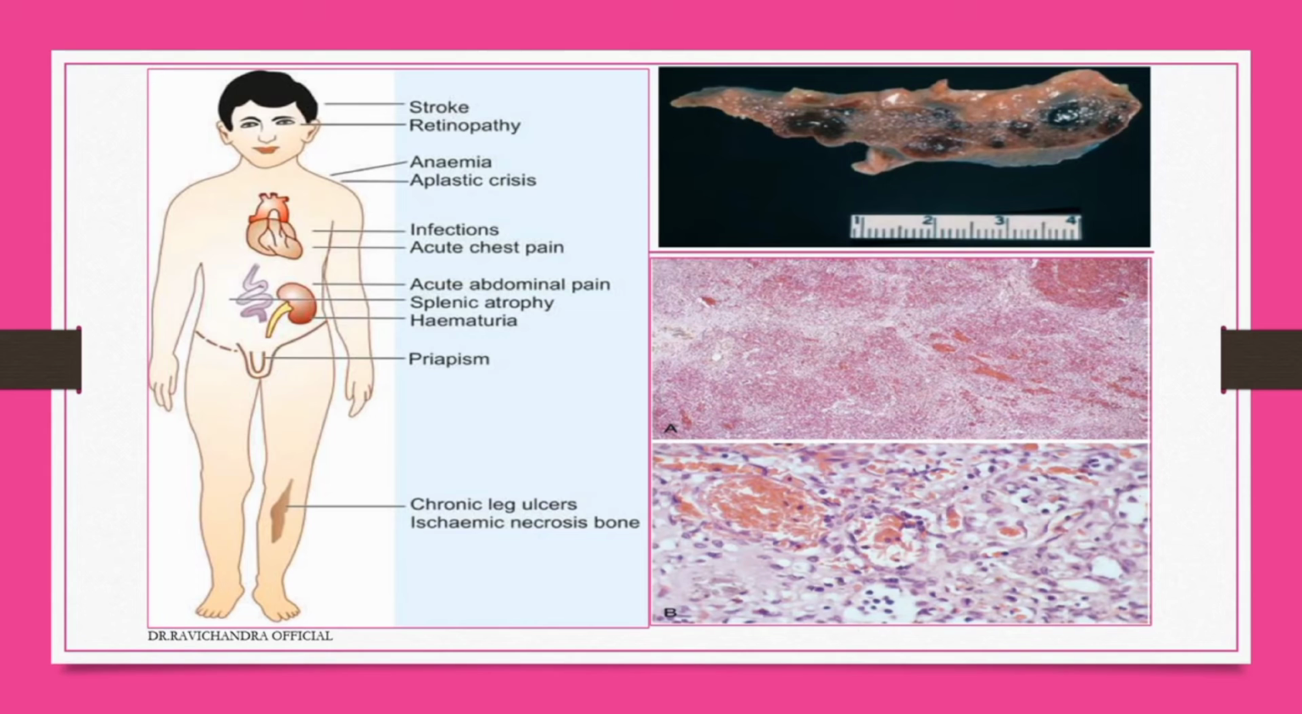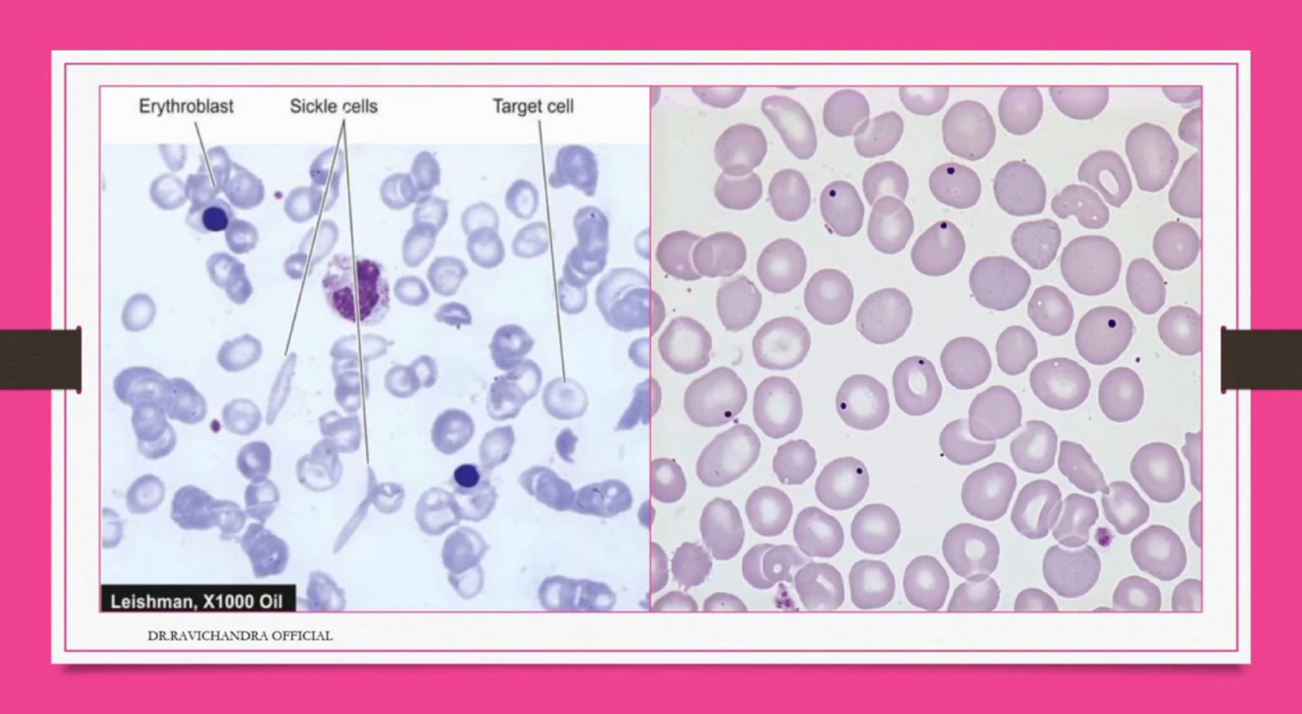There may be stroke or retinopathy, anemia, aplastic crisis, infections, acute chest pain, acute abdominal pain, splenic atrophy, hematuria, priapism, chronic leg ulcers, ischemic necrosis or avascular necrosis of bone. The peripheral smear picture shows the sickle cells. You can appreciate the target cells also.